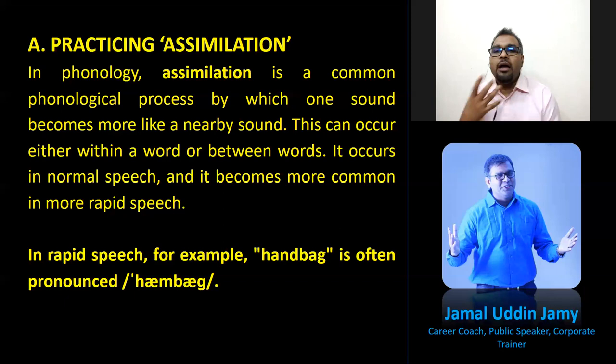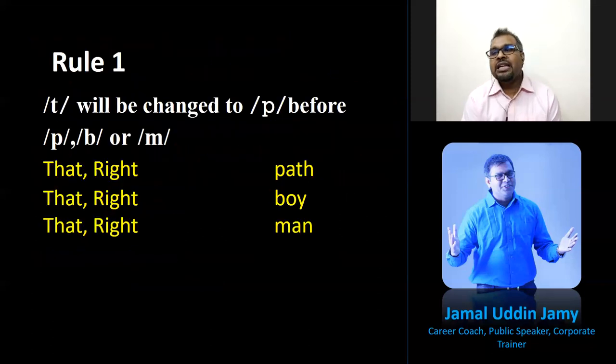Because a biological structure supports us to assimilate these sounds together for rapid speech, so that it doesn't create any obstacles to produce the natural speed. So let's learn that with the rules. Rule number one: ta will be changed to pa before pa, ba, ma.